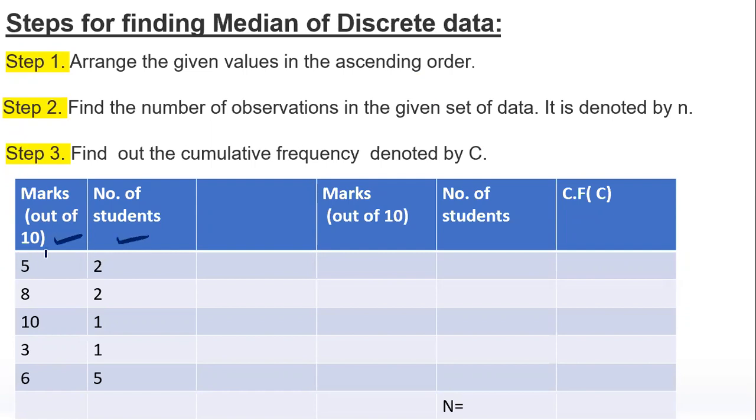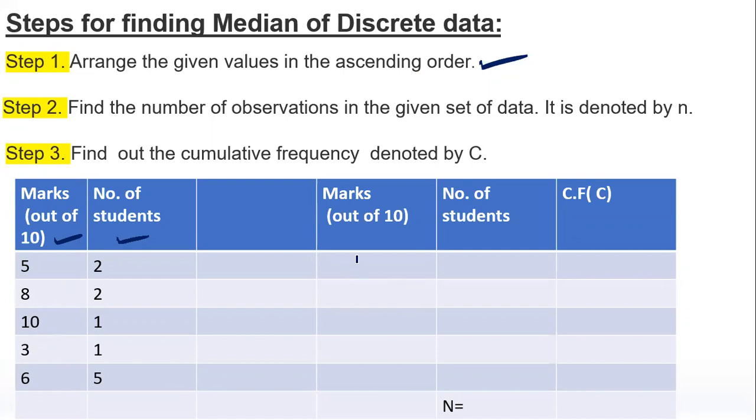This is the example. Marks out of 10 of a particular group are given, and the number of students is given to us. 5 marks, 2 students; 8 marks, 2 students; 10 marks, 1 student; 3 marks, 1 student; and 6 marks, 5 students. What is the first step? Arrange the given values in ascending order. We will check whether they are in ascending order or not. We can see they are not. First of all, we will arrange them in ascending order.